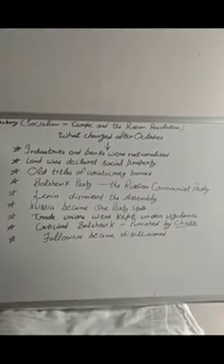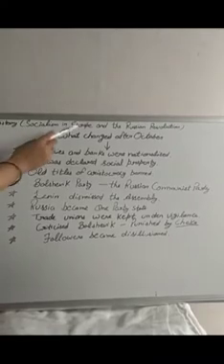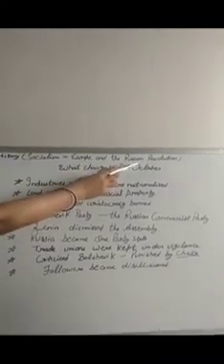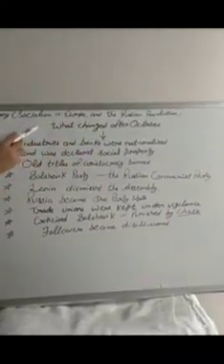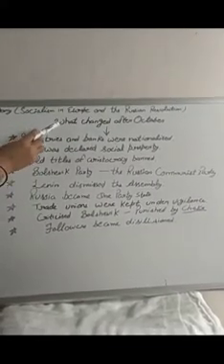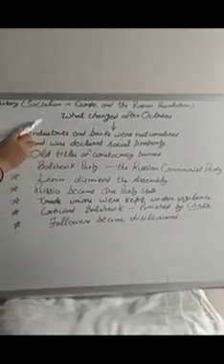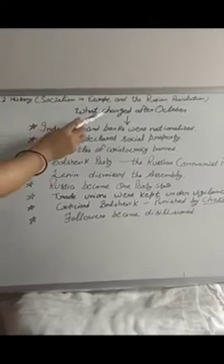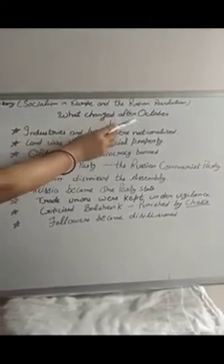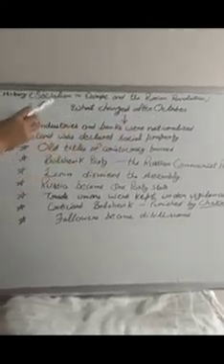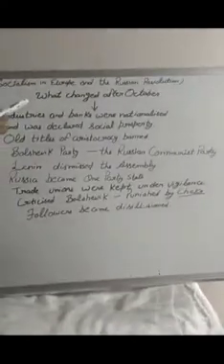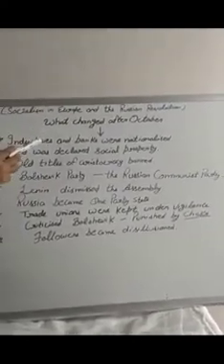Students, in the previous video of the chapter 2nd history, Socialism in Europe and the Russian Revolution, we discussed the causes of the Russian Revolution in February and October. In this video, we will discuss the changes that came after the October Revolution in Russia. There are many changes that took place after the Bolsheviks gained power in Russia.